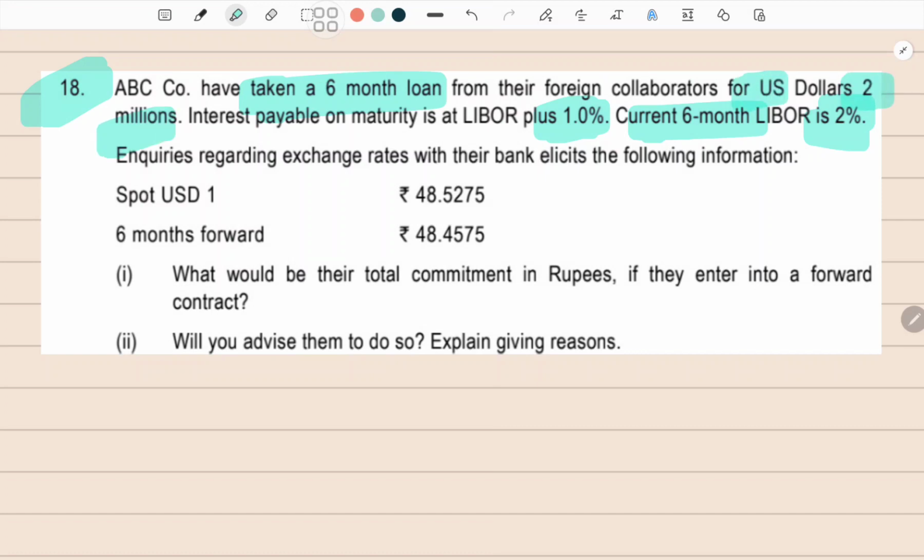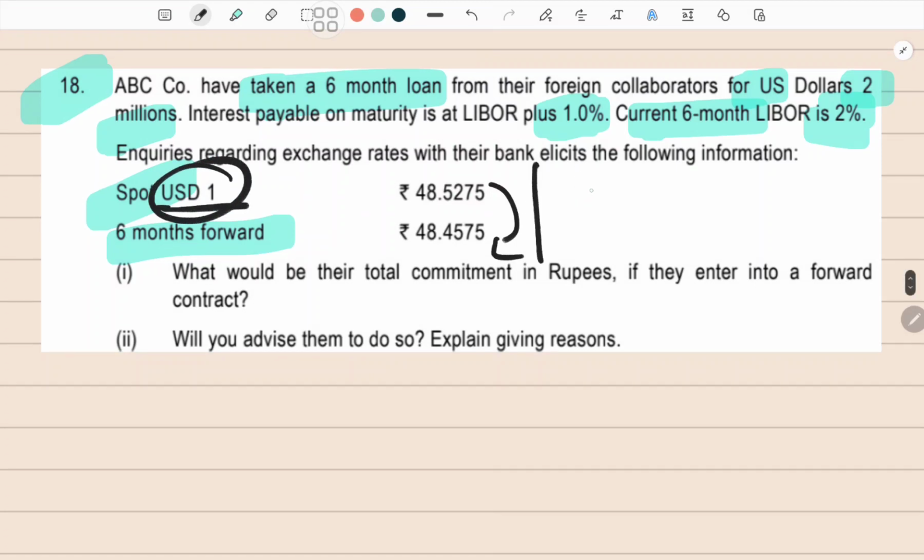correct? Now, inquiries regarding exchange rate with their bank elicit the following information. The spot is given to you and the 6-month forward is given to you as 48.5275 and 48.4575. If you see, the rupee is at a discount, or the dollar is at a discount. This is a direct dollar quote. If you see, 1 USD is equal to, right, this quote is interpreted as a rupee by dollar quote, a direct dollar quote, right?